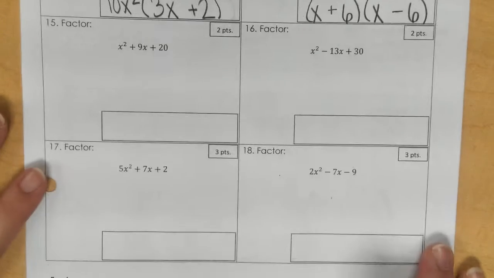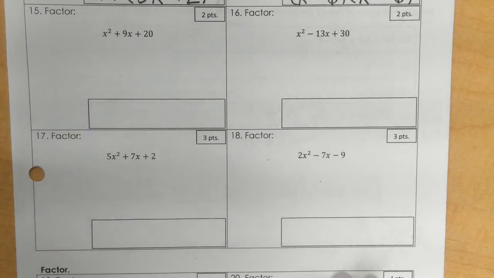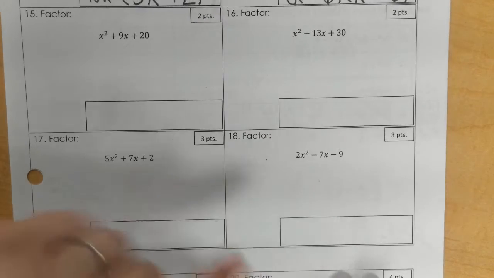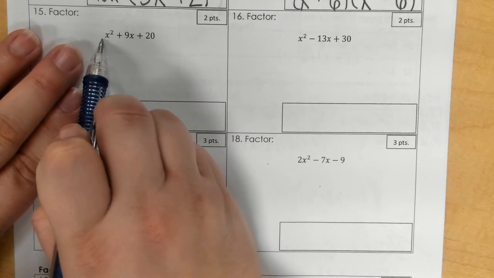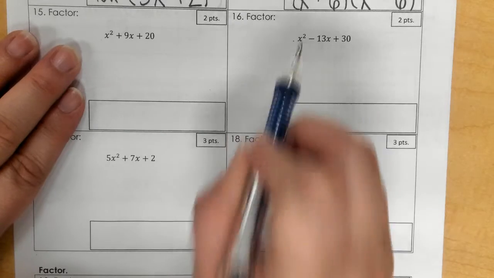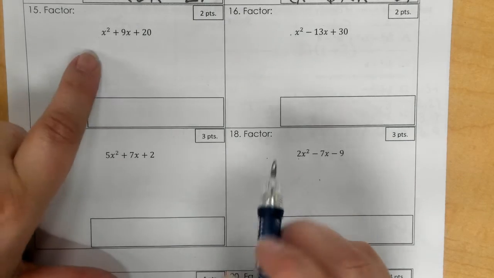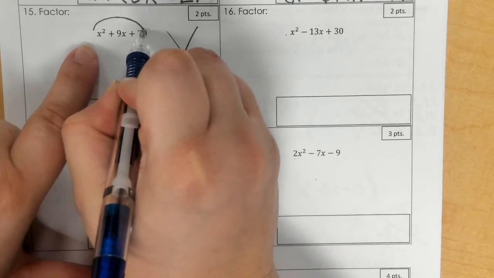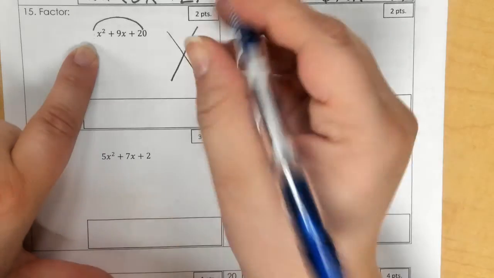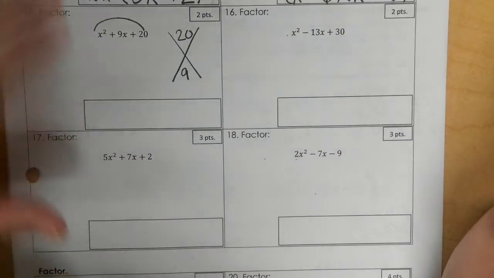Okay, in number 15 and 16, these are both x factor. These down here, 17 and 18, these are x factor with bottoms up. So I see there's a 1 and a 1 here. These right here have numbers bigger than 1. So for 15, we're just going to do x, first number times last number. So 1 times 20 is 20. Trying to get to 9.